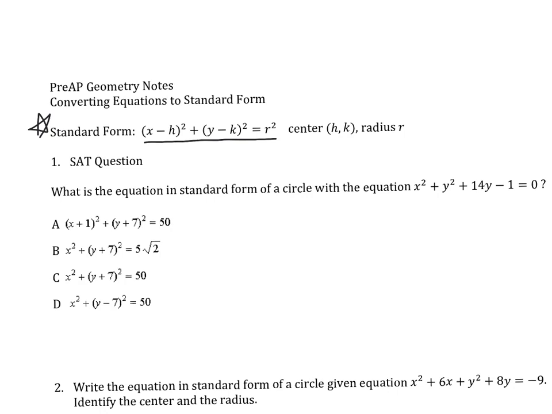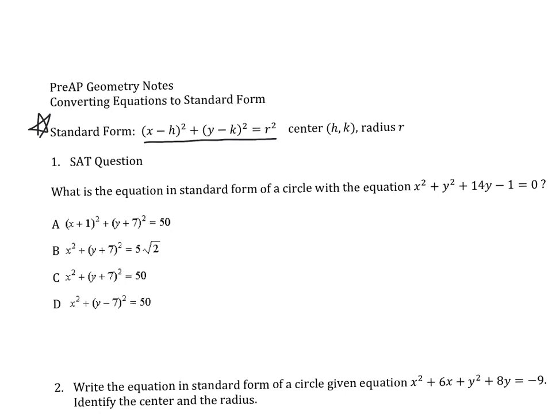And to start off, I just selected an SAT problem I found on one of the released tests, and yes, it's on there. It says, what is the equation in standard form of a circle with the equation x squared plus y squared plus 14y minus 1 equals 0? So I need to take the equation that they gave me and convert it to the standard form so I can figure out which answer is correct. And to do that, I'm going to be using completing the square.